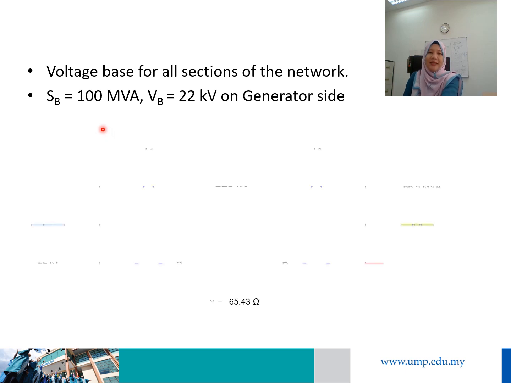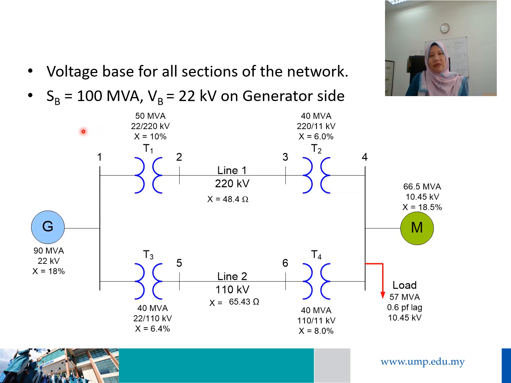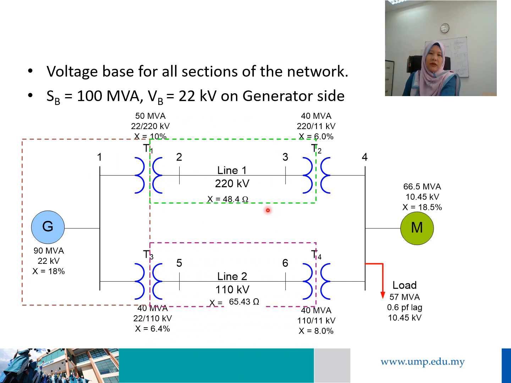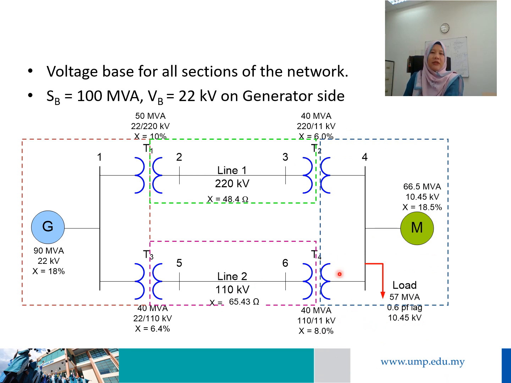The first procedure for per unit calculation is to determine the different regions. Given base power equal to 100 MVA and the base voltage equal to 22 kV on the generator side. So for this case, we have region number 1, region number 2, region number 3, and region number 4.